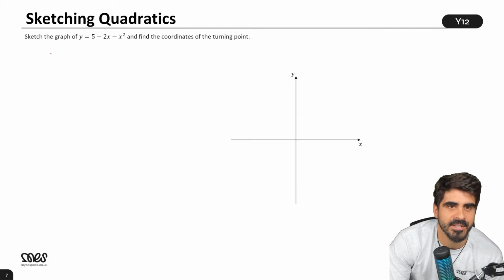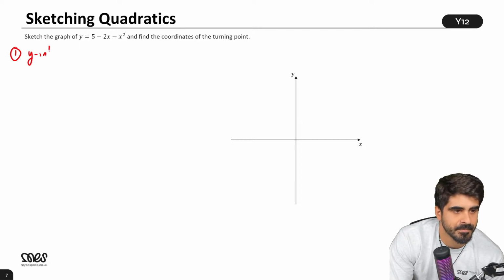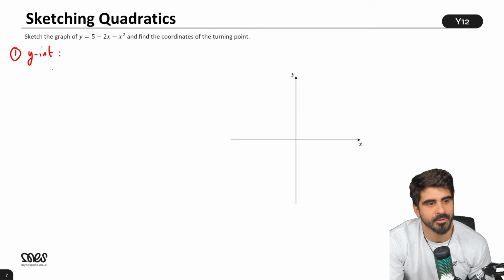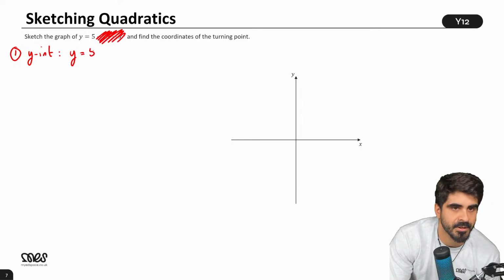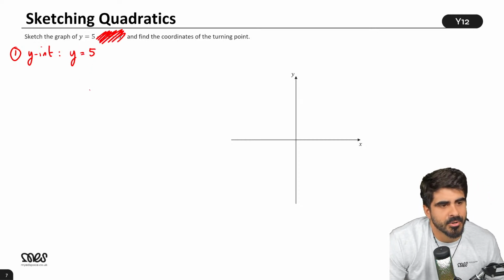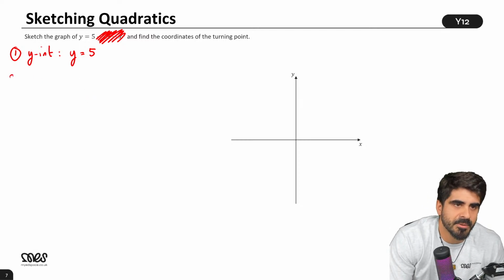Y-intercept. What is the y-intercept when you just read it? Aaron and the others are telling me it's 5. You just make x equals 0. Okay, nice. The next thing is we're going to complete the square now. To complete the square on this, what do we do first?